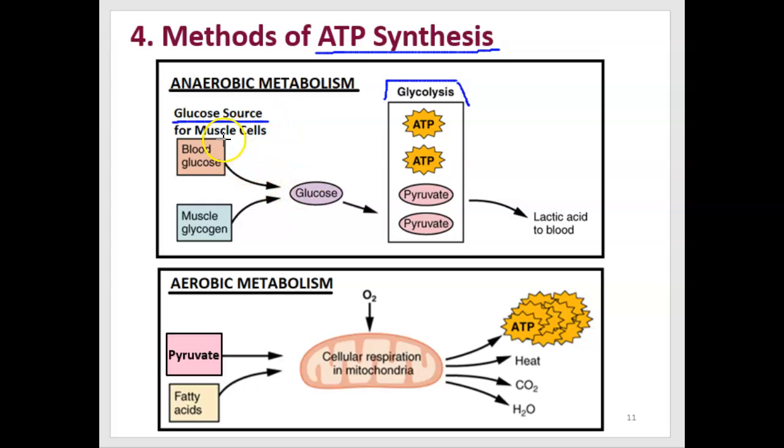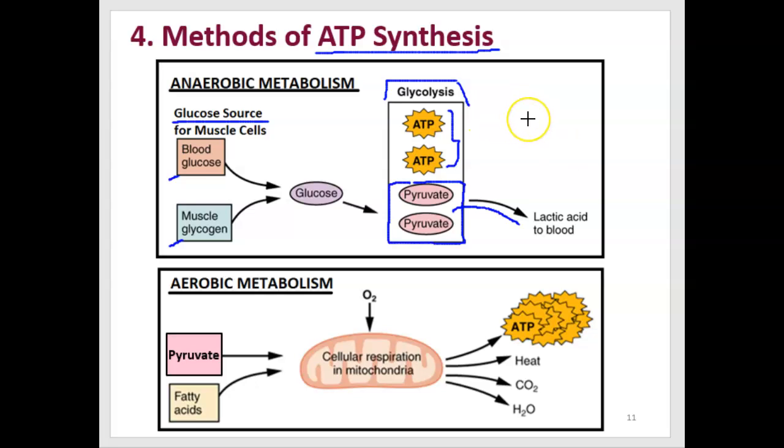So that glucose can come from the blood, or it could come from the muscle's cytoplasm in the form of glycogen, which is just a chain of glucose. So this glucose is broken down into pyruvate, and that yields a certain amount of ATP. Not a lot, but some. Now, if the pyruvate is converted into lactic acid, you get a little extra ATP, but not a lot.